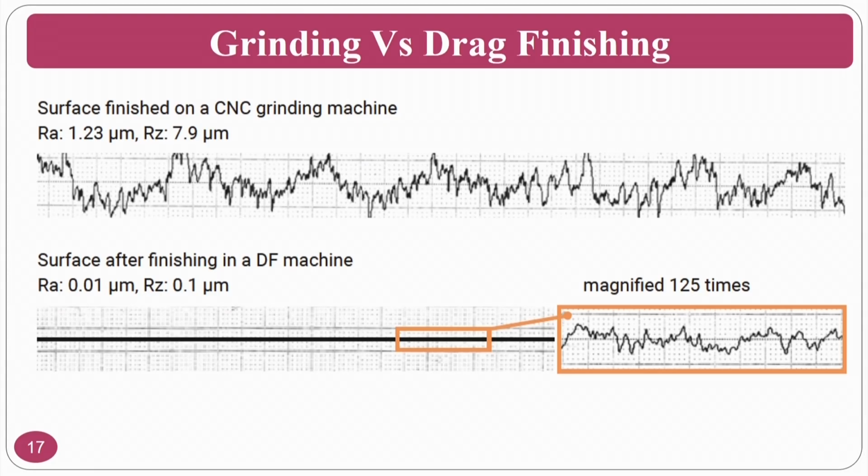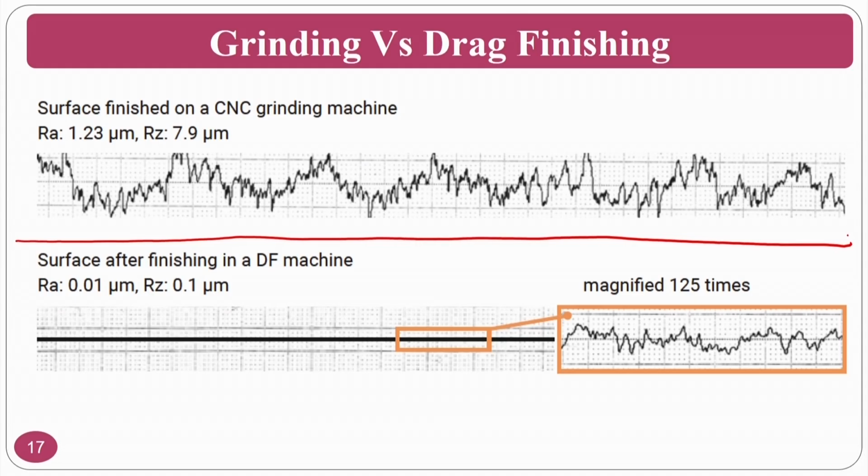If you see the surface roughness in the grinding process, this is the CNC grinding process. The average roughness value Ra is approximately 1.23 microns and Rz is 7.9 microns. That means that Ra is 1 by L, 0 to L.